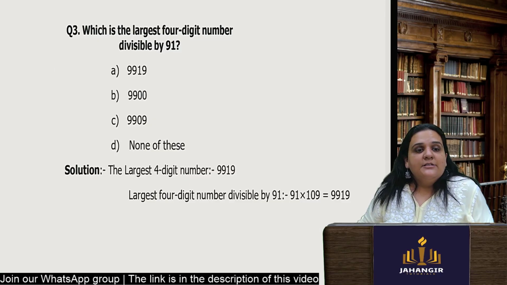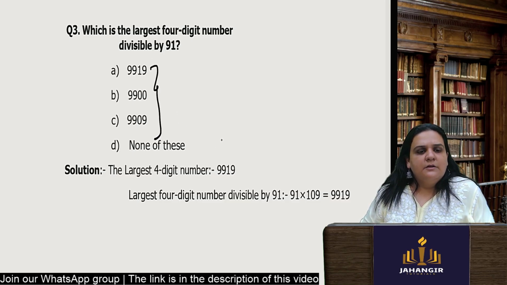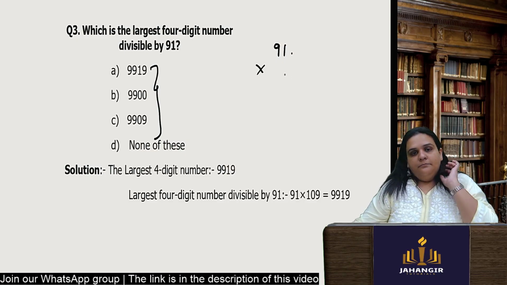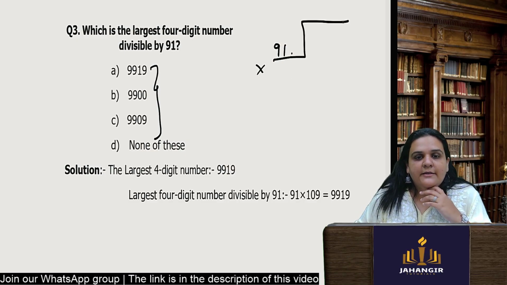Next is, which is the largest 4-digit number which is divisible by 91. There are three options they have given, and none of these. Largest 4-digit number divisible by 91. So simply, 91 into something I have to do to get these answers. So I divide 9999 by 91.